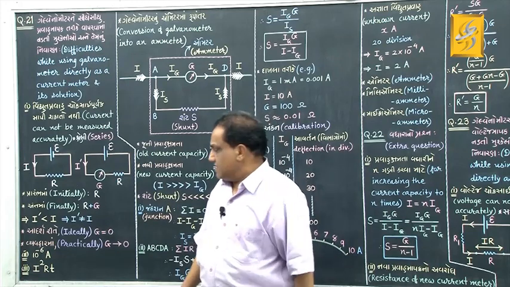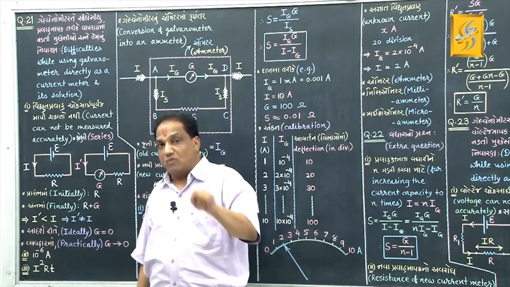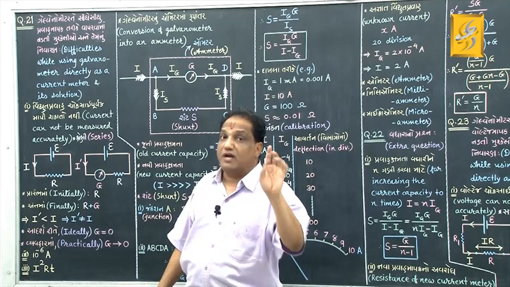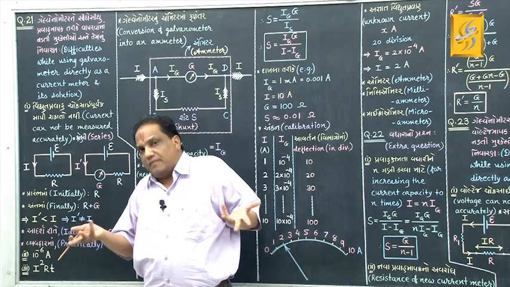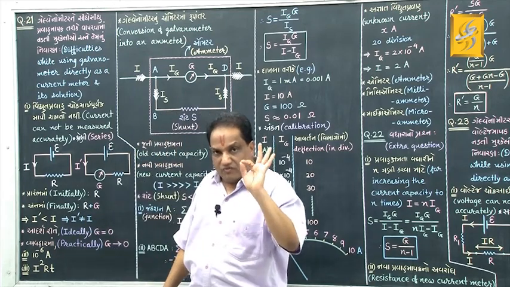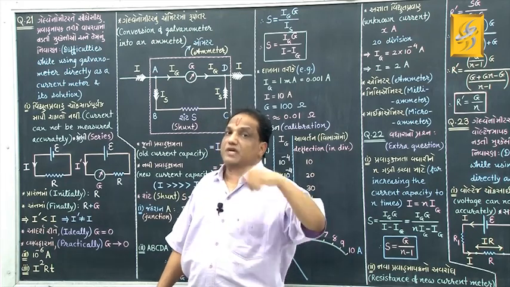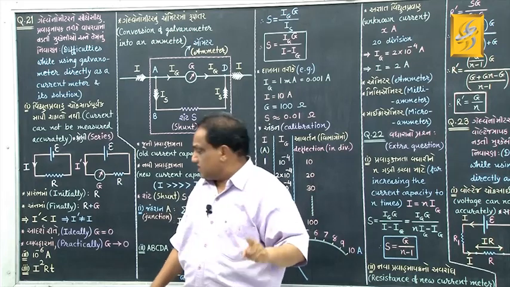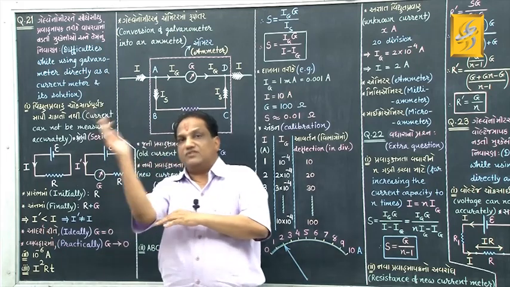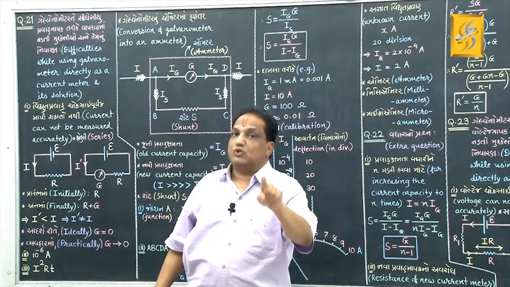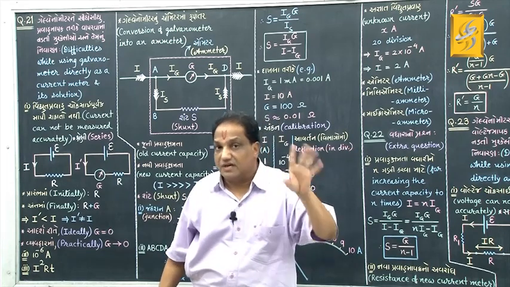Second difficulty is this: in practice, the current capacity of galvanometer is found to be very small, as 1 microampere, that is 10 raised to minus 6 ampere, correct? What do you mean by current capacity? The maximum value of current which can be passed safely through a given instrument is called its current capacity. When you pass 1 microampere current through a galvanometer, it gives full scale deflection, meaning thereby you should not try to pass current more than that limit through that galvanometer, correct? It is its current capacity.